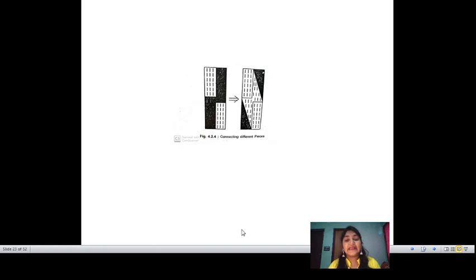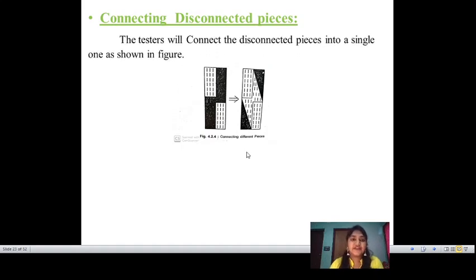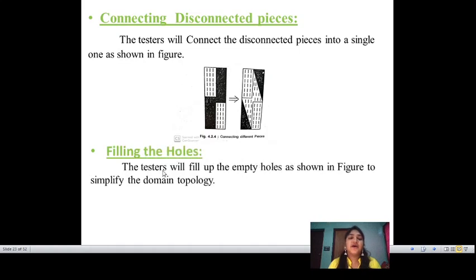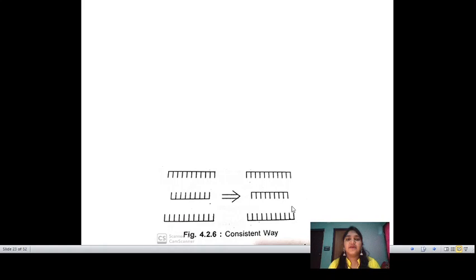Another one is connecting disconnected pieces. See that diagram: whatever disconnected pieces we connect here can be defined in this way. Then it leads to nice domains. It is one of the simplification ways for ugly domains. The tester will connect the disconnected pieces into a single one, as shown in the figure. Another simplification is filling the holes. See here, this leads to bugs, and this is the simplification of topology, which leads to filling the hole. The testers will fill up the empty holes as shown in the figure to simplify the domain.